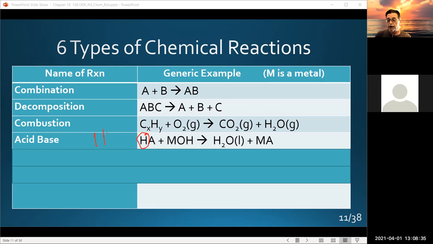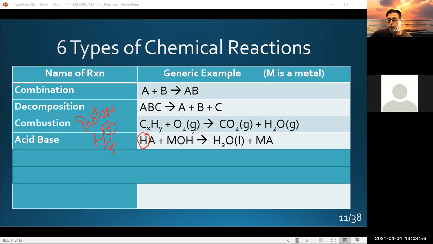To refresh your memory, a proton is a hydrogen atom that has lost its electron and thus has a positive charge. This is a proton. This is what causes the acidity of a material. This is what's running in your stomach right now, in your acid stomach: hydrochloric acid, proton.